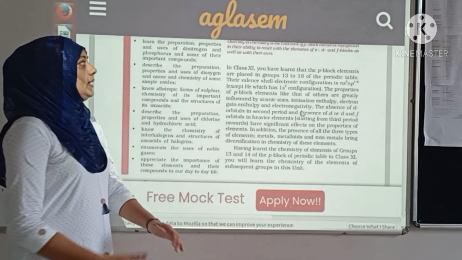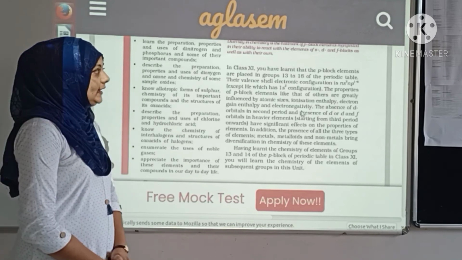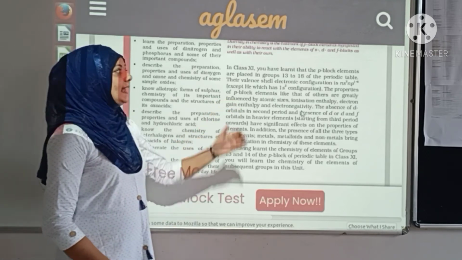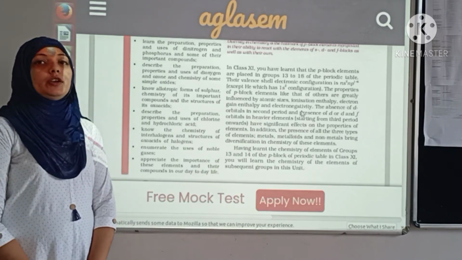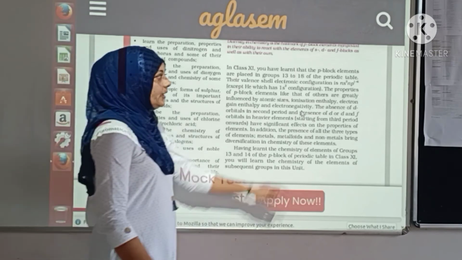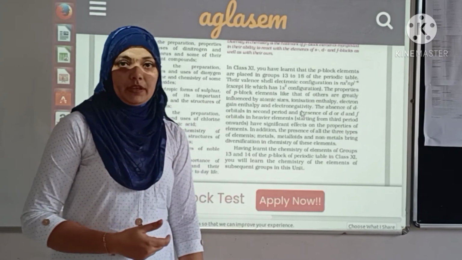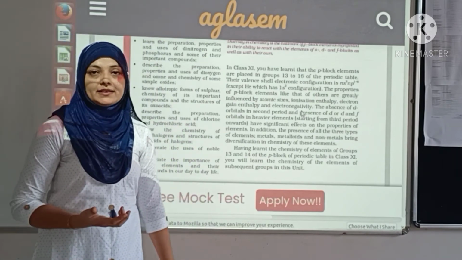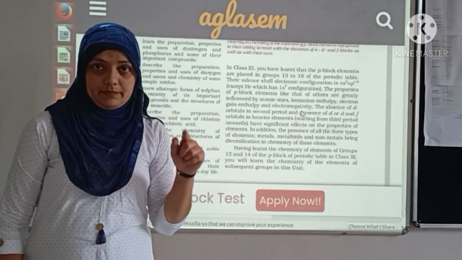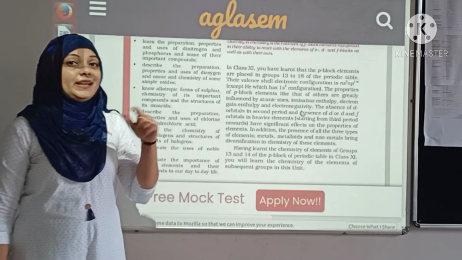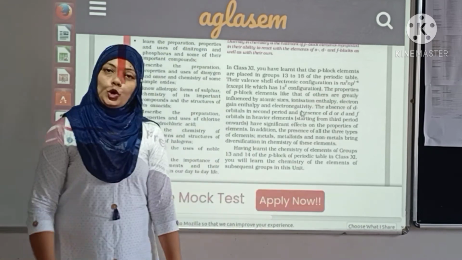See dear students, in class 11 you have learned that P block elements are placed in groups 13 to 18 of the periodic table. The valence shell electronic configuration is ns2 np1 to 6. What does this mean? Along with ns2, what is n over here, dear student? When you have already studied this in class 11, you must be knowing. n is the number of shell. n is the number of your period. And when you fill the electrons over here, depending on the last one, you get your groups.